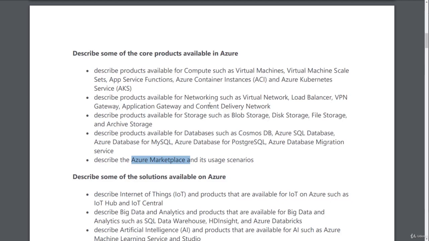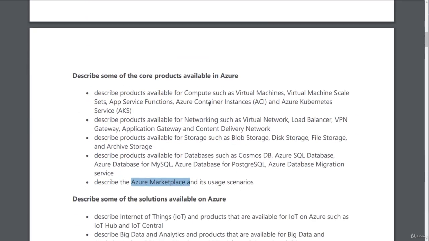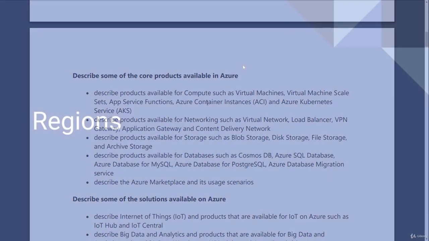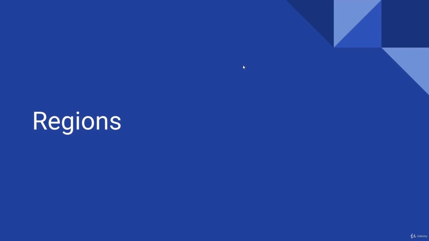Now, I said earlier in this course that there are over 1,000 individual services within that. And so we're not going to be able to cover all of them in great detail. So this is going to be a bit of a 30,000 foot view. We'll start off talking about Azure regions.